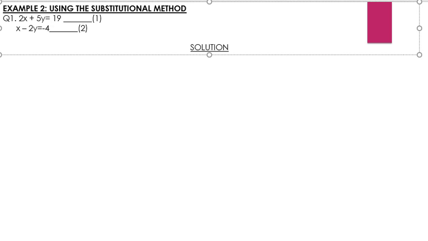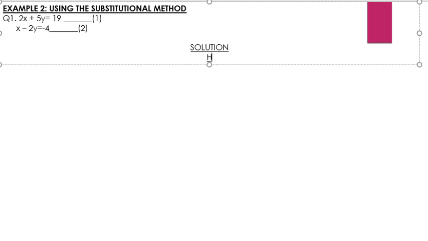Hello everyone and welcome. This is our second example using the substitutional method to solve simultaneous equations. Let's get right into it. We have two equations. Our first equation is 2x plus 5y giving us 19, and our second equation is x minus 2y giving us negative 4. So let's get right into the solution.